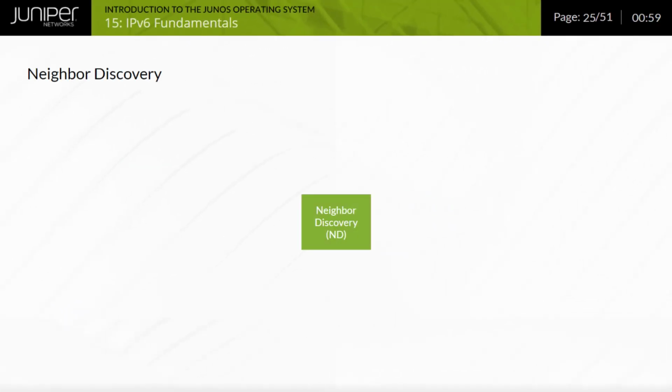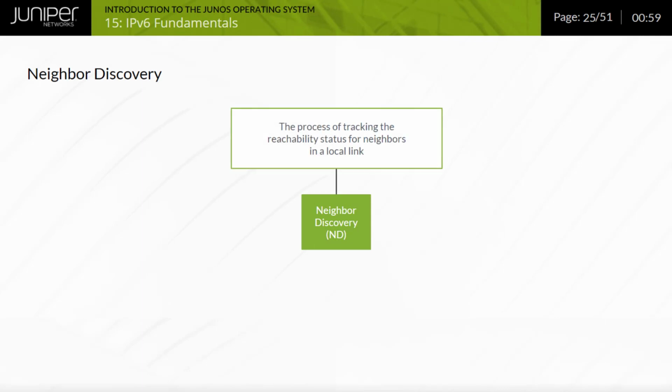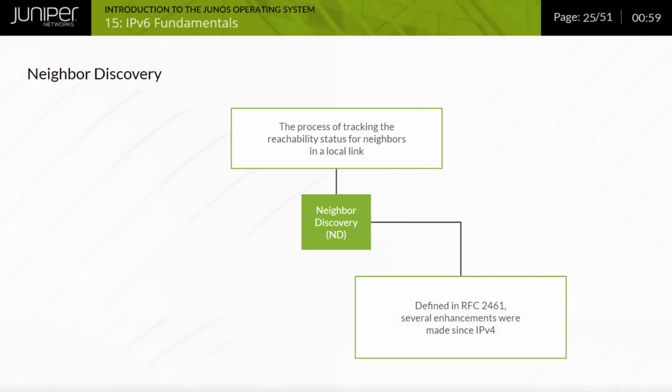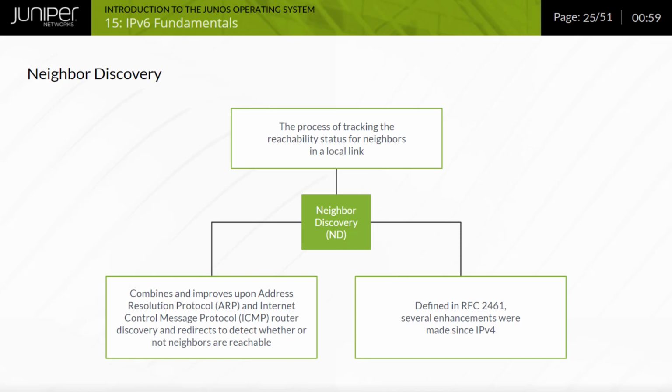Neighbor discovery, or ND, is the process of tracking the reachability status for neighbors in a local link. Defined in RFC 2461, several enhancements were made to ND since IPv4. ND combines and improves upon Address Resolution Protocol, or ARP, and Internet Control Message Protocol, or ICMP, router discovery and redirects to detect whether or not neighbors are reachable.